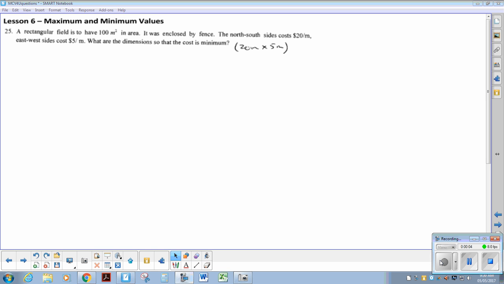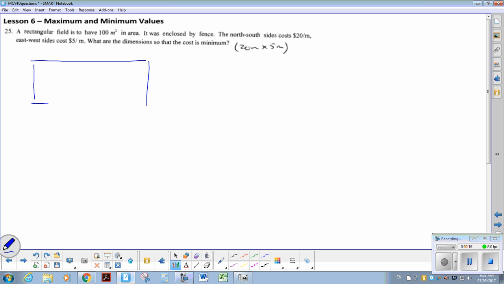I've had a question in Lesson 6 about Part 2, Question 25. So we have a rectangular field, and it has to have an area of 100 meters squared. All right, so this is your typical agricultural conundrum, making sure you have the right area, obviously. So that, of course, is sarcasm.